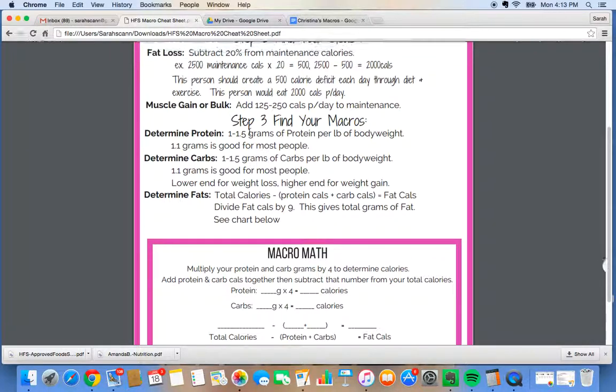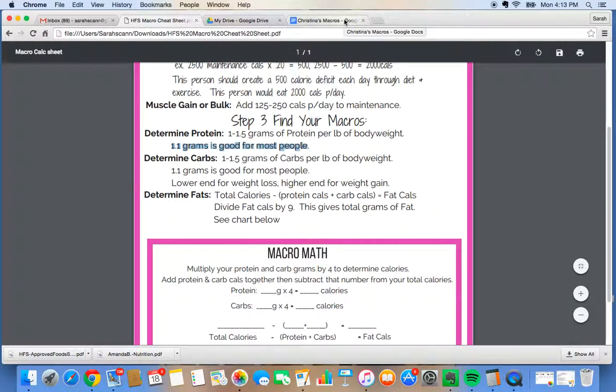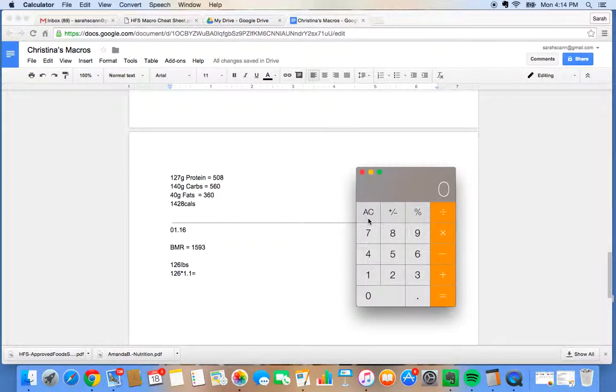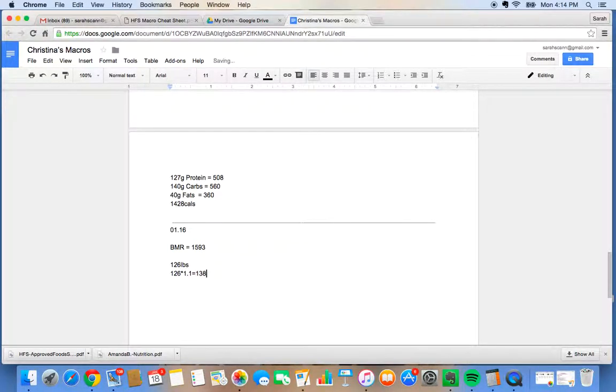First we're going to determine your protein. We're going to go just off of the average of 1.1 grams of protein per pound of body weight. Your current weight, for example, is 100. Look it up real quick. Let's see. Current weight was 126 pounds. And so you're going to multiply the 126 times 1.1 for the grams of protein, and that will equal 138 grams of protein.